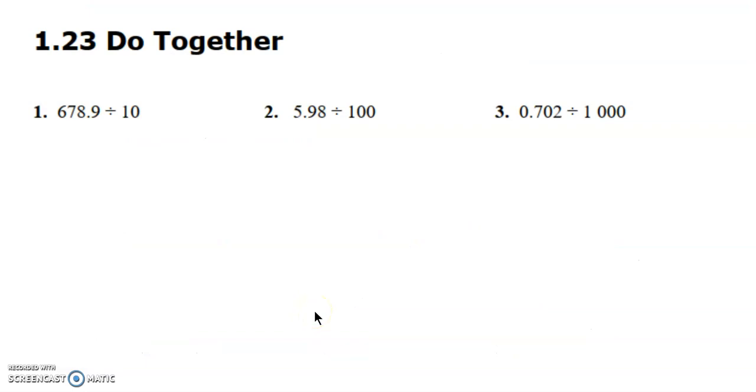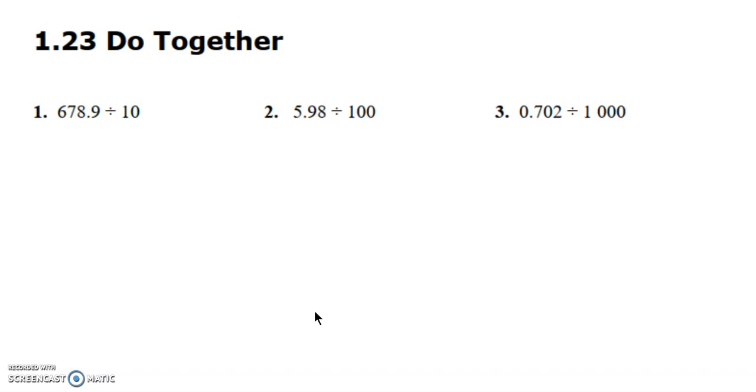As we saw in lesson 1.20, the focus of this lesson is division by multiples of 10, just like in 1.20, the focus was multiplication by multiples of 10. So here we go. We're going to be dividing by multiples of 10, which means we're going to be making the number smaller. And when we make a number smaller that has a decimal, it means we're moving to the left-hand side.